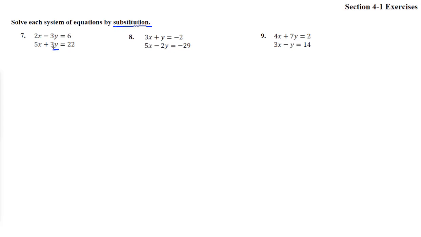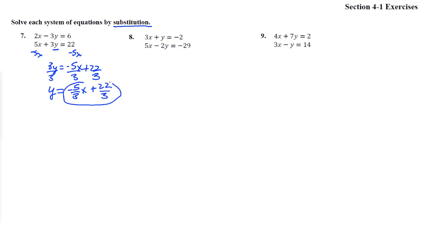So let's take this one right here, subtract 5x, subtract 5x. We get 3y equals negative 5x plus 22. Oh, this is just like solving for y equals mx plus b. Divide by 3, divide by 3, divide by 3. We get y equals negative 5 thirds x plus 22 thirds.